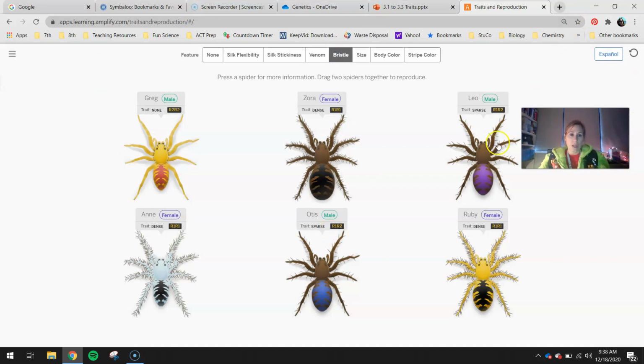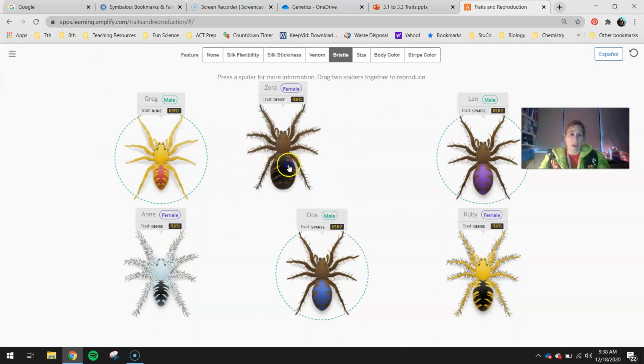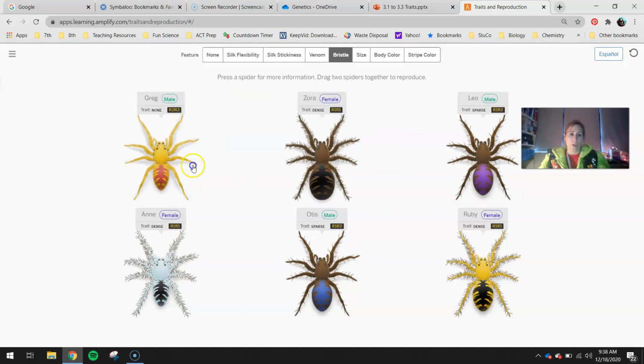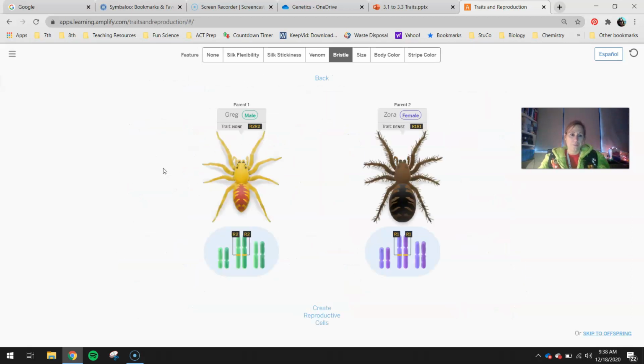So obviously I need to find a male and a female. I'm just going to grab my first 2 spiders. You guys will click one. It doesn't matter which one you click. Click it and drag it until the circles line up.